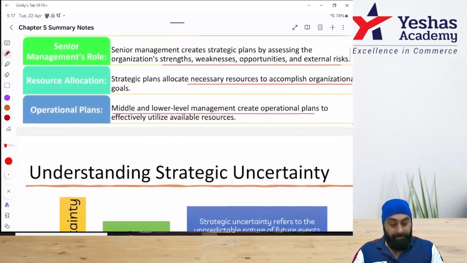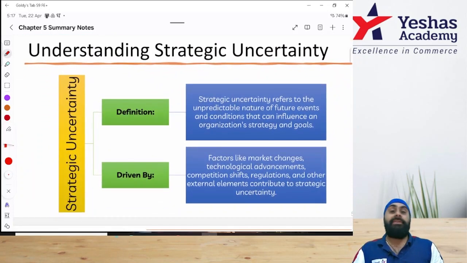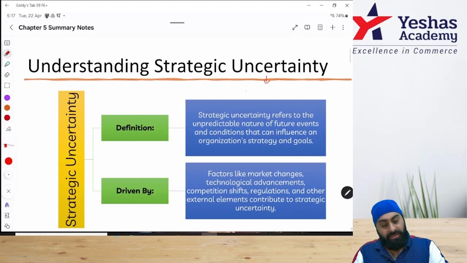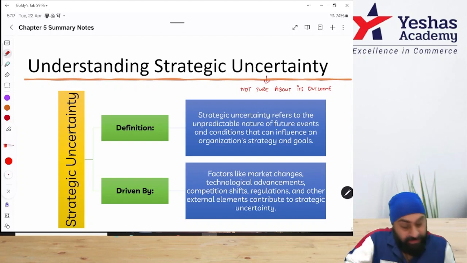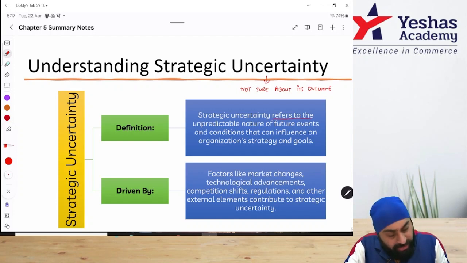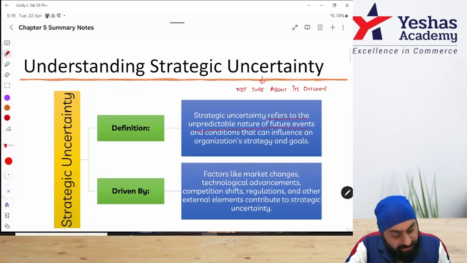Now, when we talk about strategic uncertainty, what is uncertainty? Uncertainty means we are not sure about its outcome. We are not sure what is going to be the outcome. For example, the definition: it refers to the unpredictable nature of future events and conditions that can influence an organization's strategy and goals.